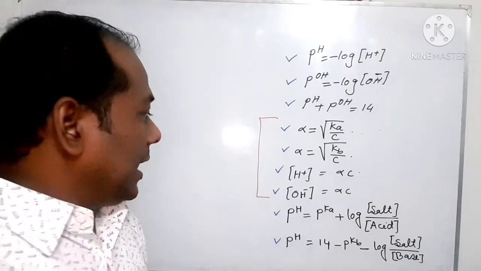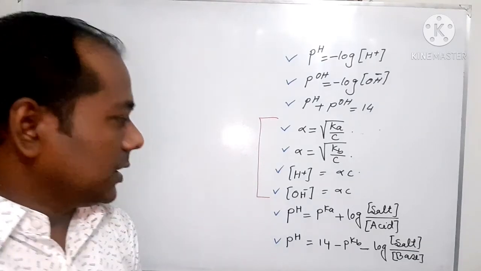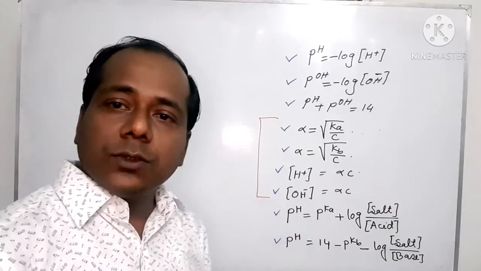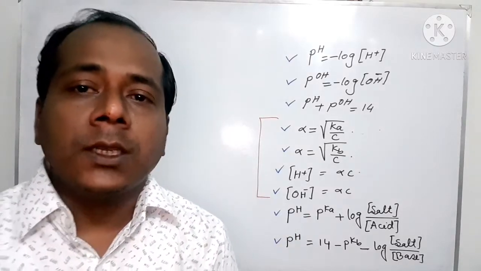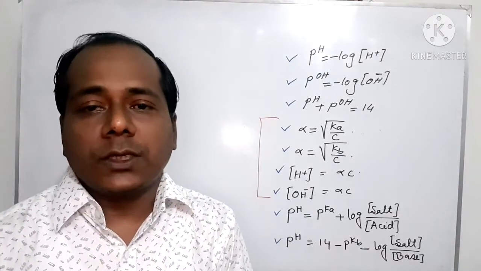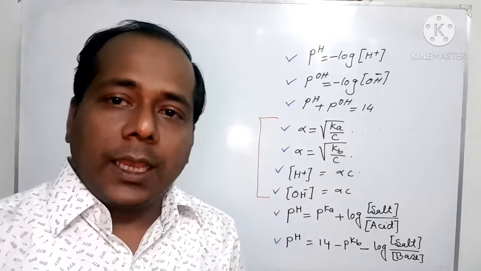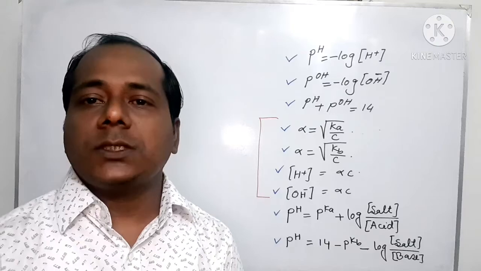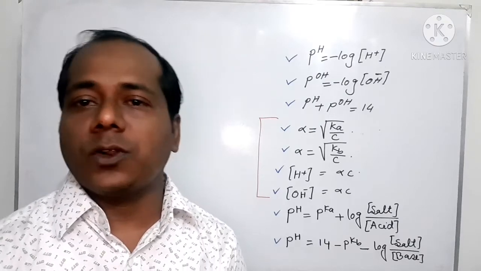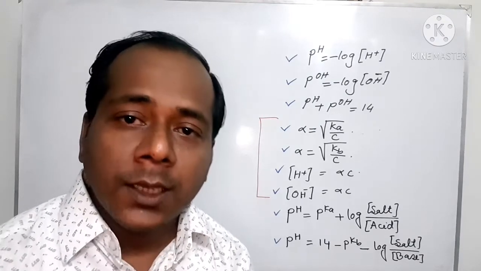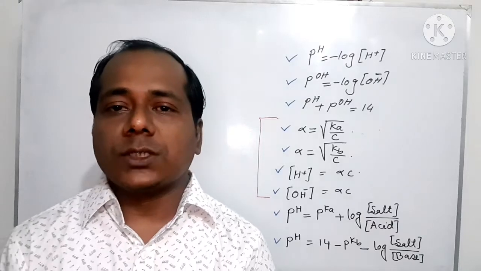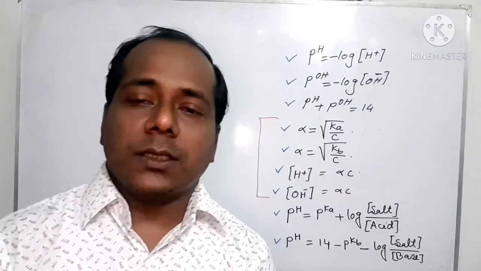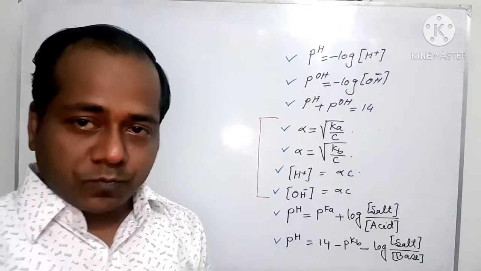And for acidic buffer solution, we use pH equal to pKa plus log of concentration of salt divided by concentration of acid. And our next formula is for basic buffer solution, that is pH equal to 14 minus pKb minus log of concentration of salt divided by concentration of base.